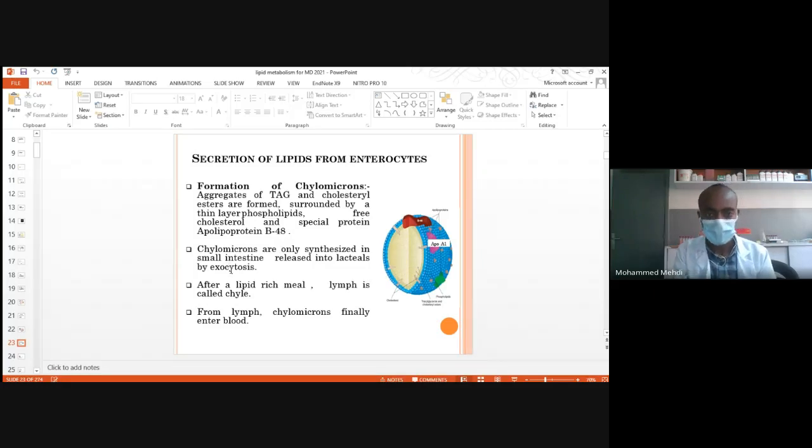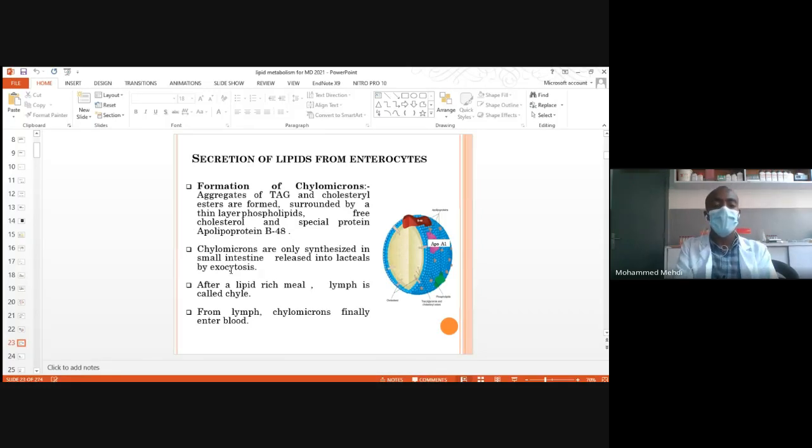There are two types: exocytosis and endocytosis. Endocytosis means uptake, or phagocytosis. Releasing is exocytosis, and uptake or taking in is endocytosis.